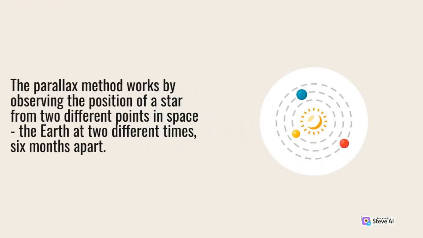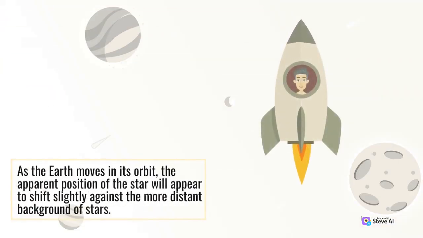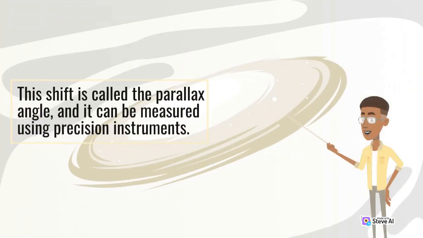The parallax method works by observing the position of a star from 2 different points in space, the Earth at 2 different times, 6 months apart. As the Earth moves in its orbit, the apparent position of the star will appear to shift slightly against the more distant background of stars. This shift is called the parallax angle, and it can be measured using precision instruments.